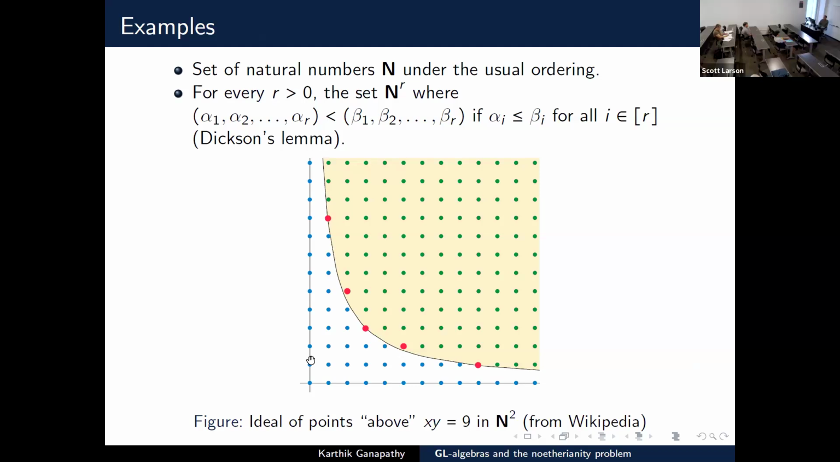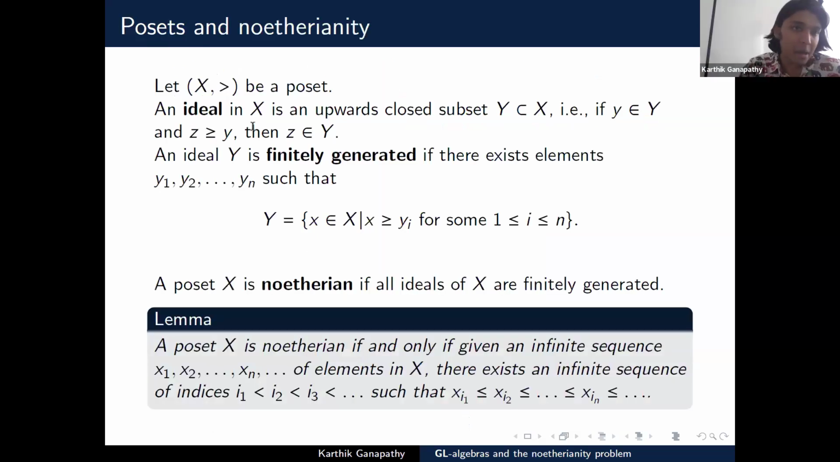Then another example, which is fairly useful, is the set N^r, where r is a fixed positive integer, and the ordering is given by saying an r-tuple alpha is less than another r-tuple beta if and only if in each coordinate alpha_i is less than or equal to beta_i for all i in r. And this is a Noetherian poset, and you can see this pretty easily by this lemma.